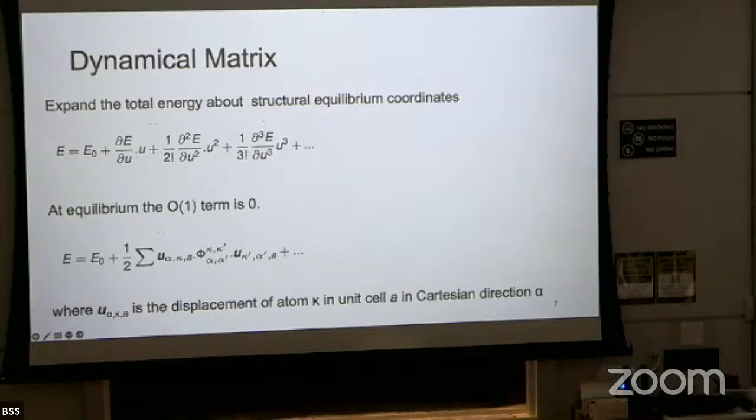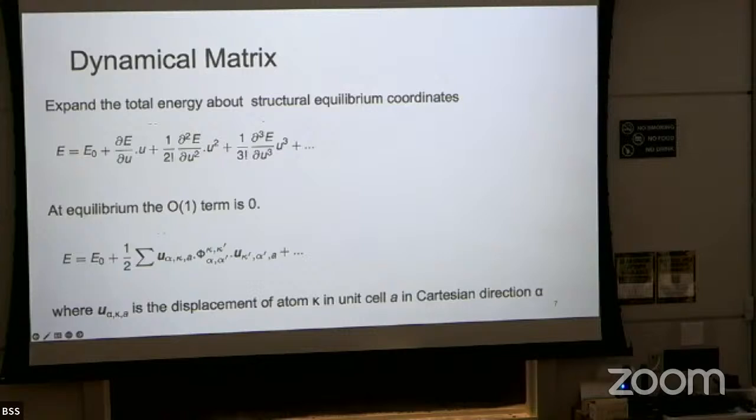Is everybody good with this? Now, because we are at equilibrium, this first term is going to go to 0, because the forces all balance each other. So we are left with the second order term and the third order term, etc. The second order term I have written out in terms of the displacement, the u squared, and this second derivative of energy you can write like this.